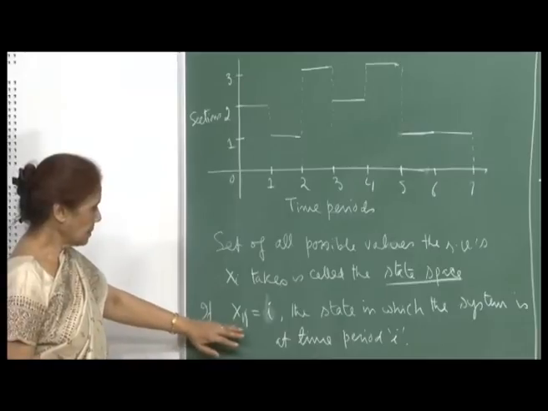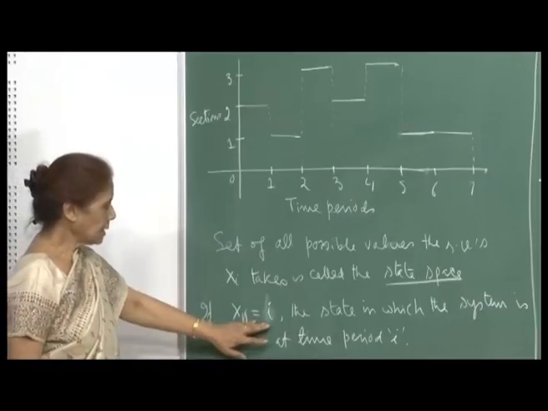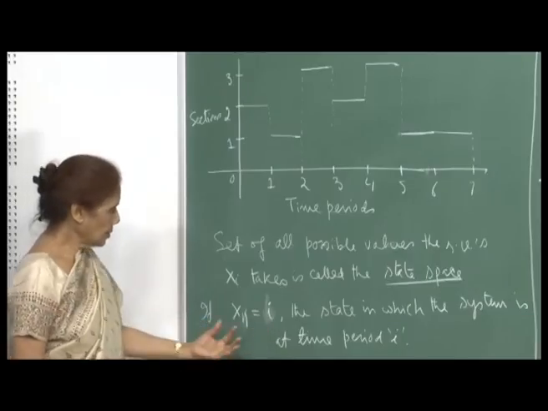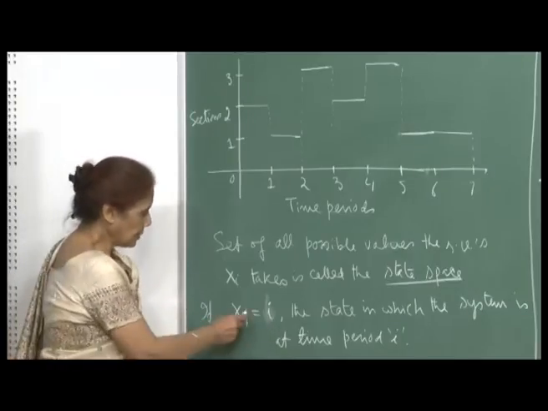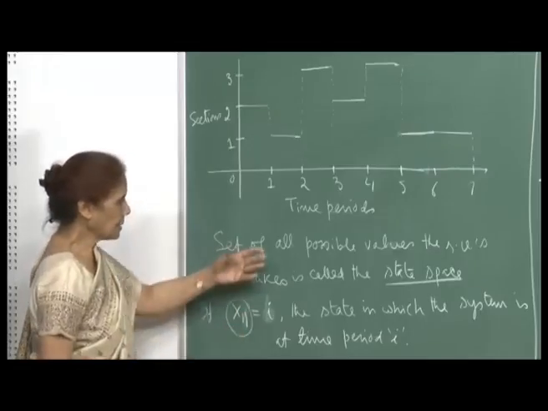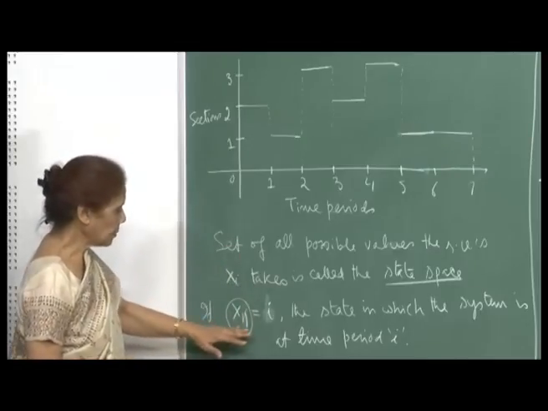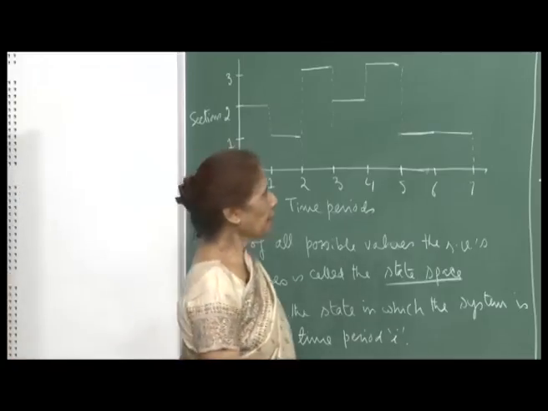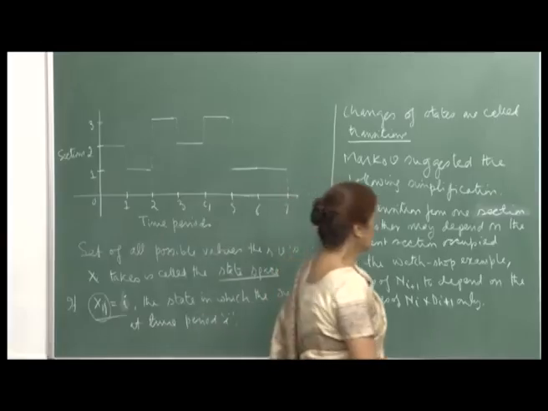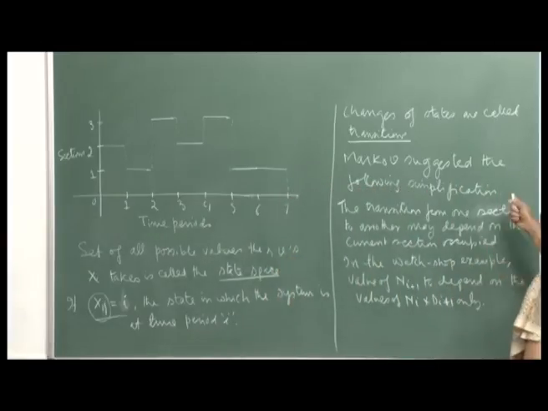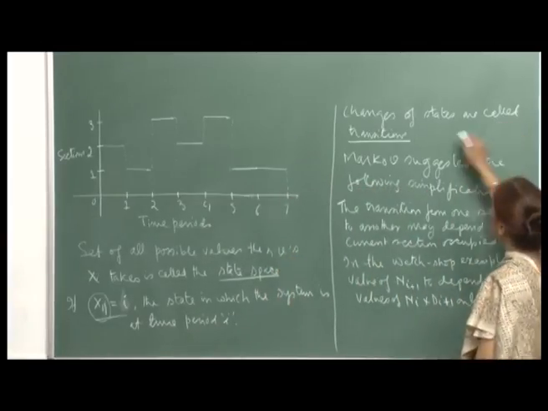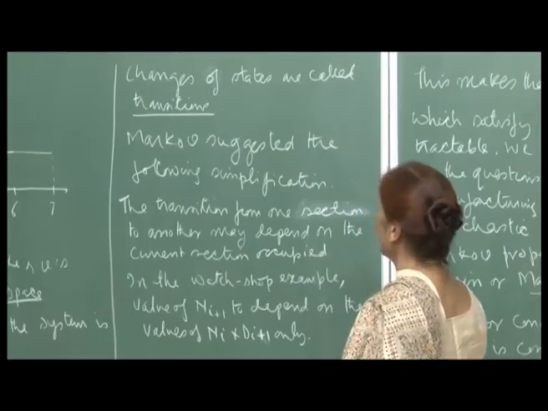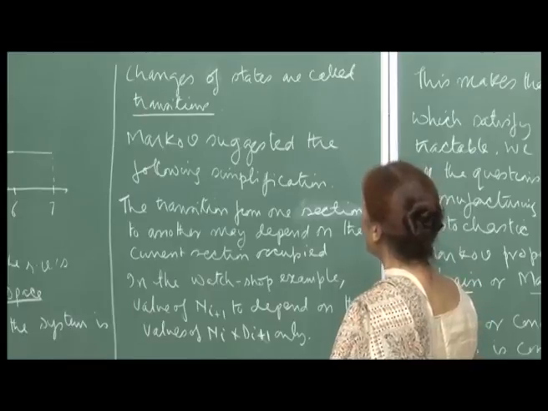So here, for example, xn is i means the state in which the system is at time period n. The xi's are the random variables which describe the process. And when the system changes from one state to another, we call such a change a transition. So these are called transitions.